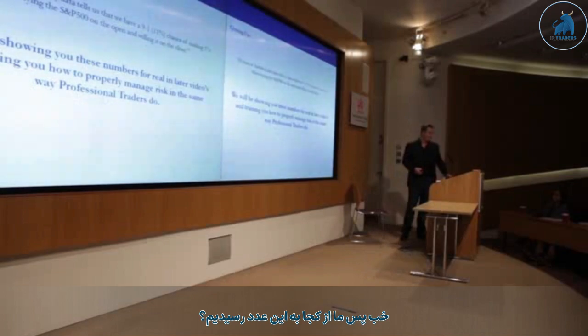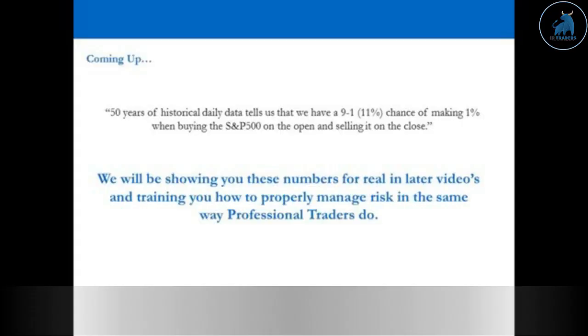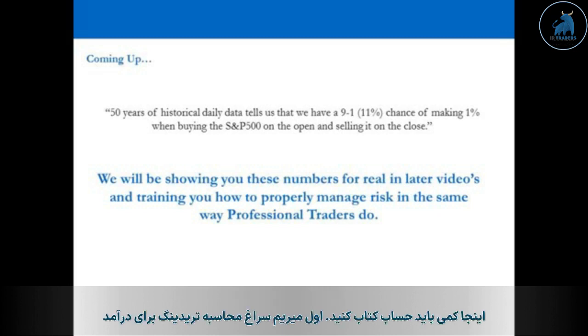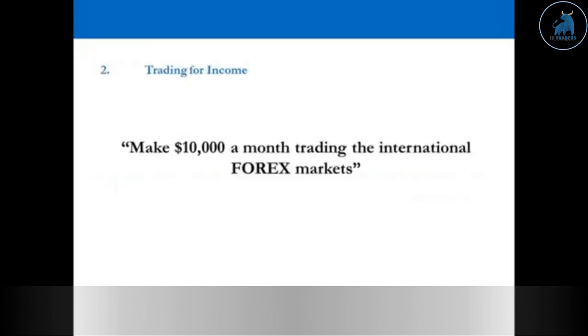So where do we get this number from? 50 years of data. We're going to go through it a bit later. You'll have to have your math heads on. We'll go through trading for income first.